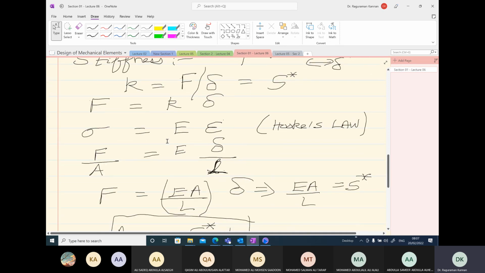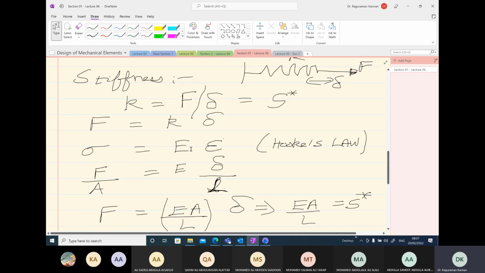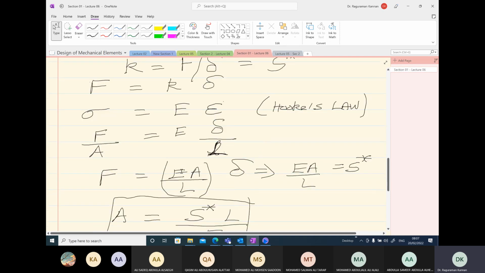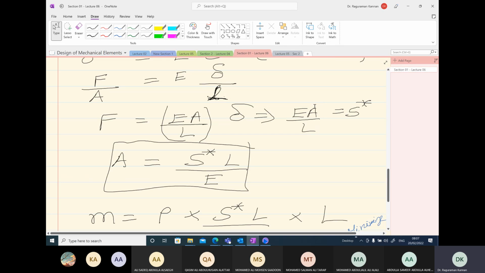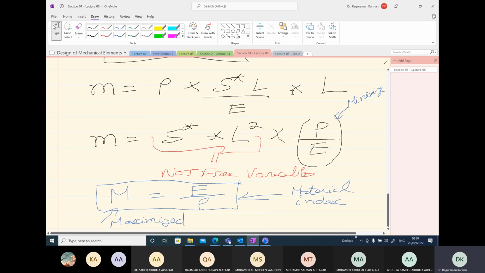Keeping this as an equal sign, we want to get a formula for the stiffness. So how do we get it? From Hooke's law, we rewrite the equation and express it in the form F is equal to K times delta. F is equal to EA over L times delta, and we get stiffness is equal to EA over L, which should be S star, and then we replace A in terms of other properties. When we substitute inside the mass, this is the form we get.